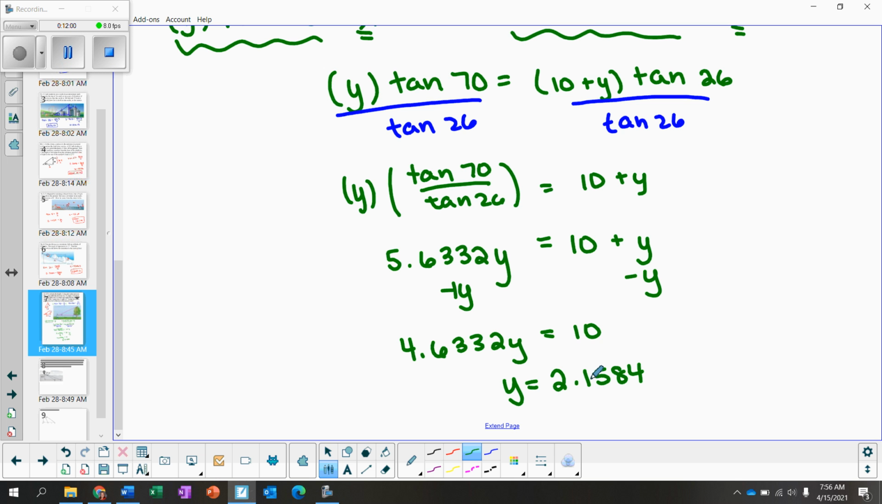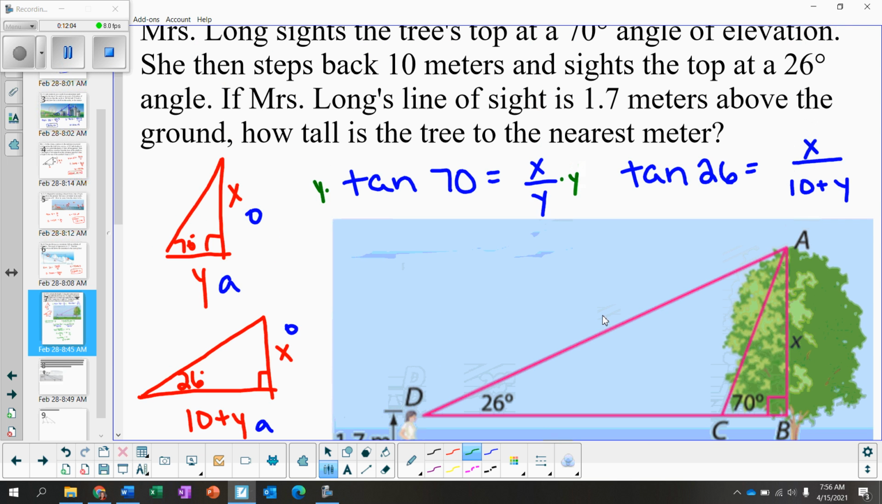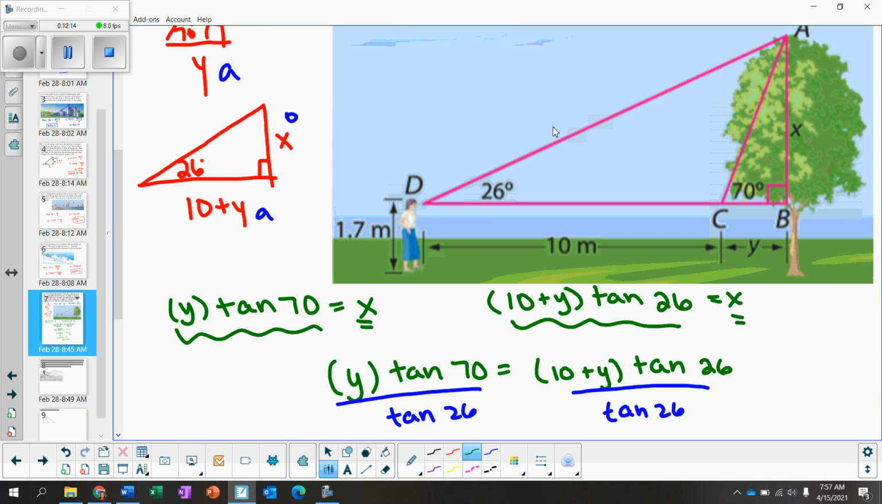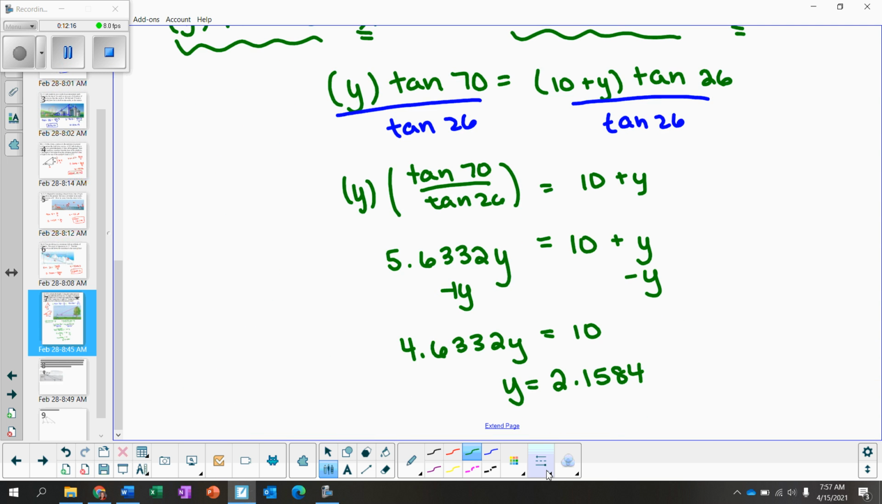I'm going to still keep this in my calculator for now, but I'm going to look back up at the top. I had an equation where tangent of 70 equaled x over y, and now I know what y is. So I could replace the y in this equation, and now I'm only solving for x. Let's go back down here, and let's set up that tan of 70 equals x over y, which means tan of 70 equals x over that 2.1584.